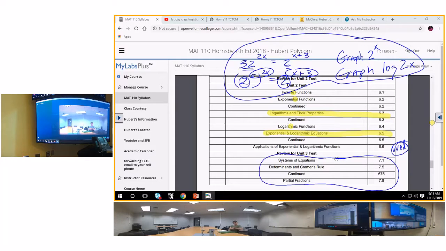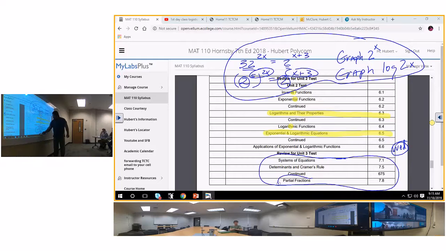Now, you may have never heard of determinants, matrices, and partial fractions, but guess what? Partial fractions is going to show up in calc. So we're going to have to make sure I cover at least 7.1 and 7.8. Okay? So that's what the rest of the semester looks like.